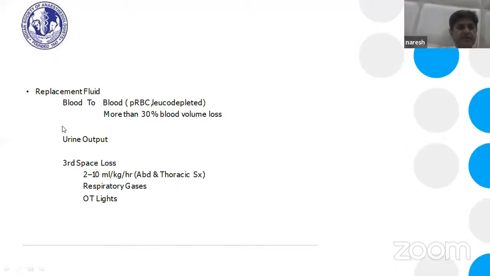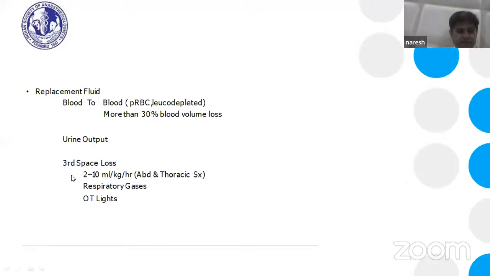Then after replacement fluid, second is urine output. We have to ensure during the intraoperative period, in long duration surgeries, a minimum of 0.3 to 0.5 ml per kg per hour of urine output. 0.3 is a critical limit, but if the patient has good renal function preoperatively, does not have many comorbidities, the patient is well preserved, then we can take a chance to take the urine output to 30 ml per hour. But if it is up to 50 ml, then that is good for the organ perfusion.